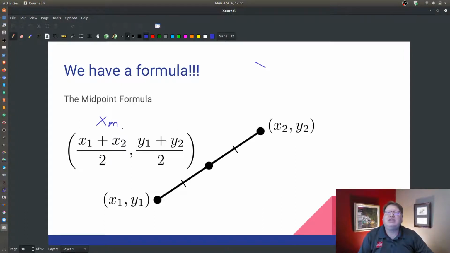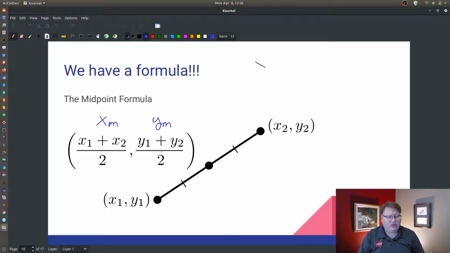This will be the x location of the midpoint. And then if I take the average value of the y coordinates, which is just y1 plus y2 divided by 2, well, that is going to be the y coordinate of my midpoint.